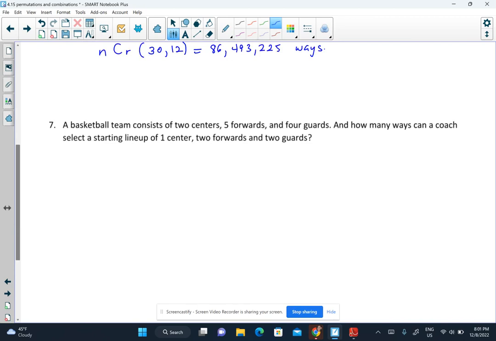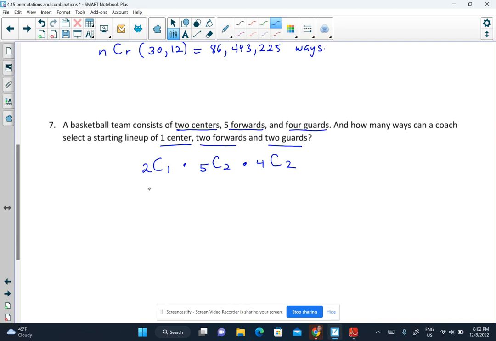Lots of ways. Okay, and last problem of the day. A basketball team consists of 2 centers, 5 forwards, and 4 guards. How many ways can a coach select a starting lineup of 1 center, 2 forwards, and 2 guards? When we think of ands in this case, we think of multiplying. So from the 2 centers, I am choosing 1, times, from the 5 forwards, I'm choosing 2, times, from the 4 guards, I'm choosing 2.